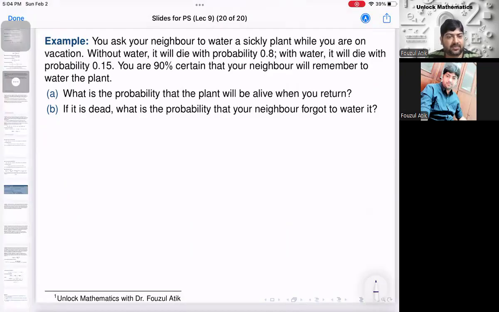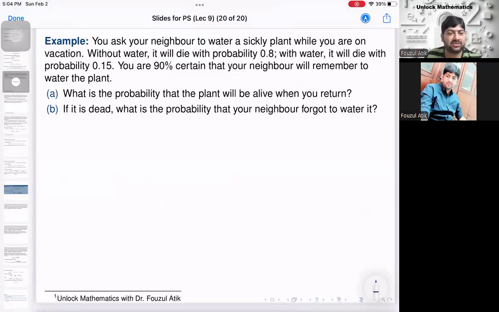Read this question. You ask your neighbor to water a sickly plant while you are on vacation. So you'll go for a vacation, and you ask your neighbor to please give some water to this plant, which is a little bit sick. Now without water, it will die with probability 0.8. With water, it will die with probability 0.15. And you are 90% certain that your neighbor will remember to water the plant.